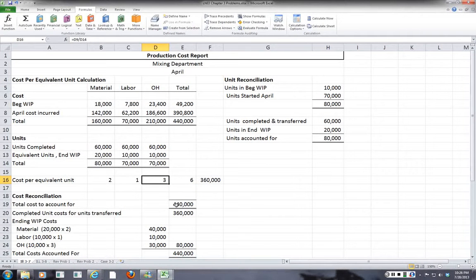associated with these 60,000 units of completed materials.